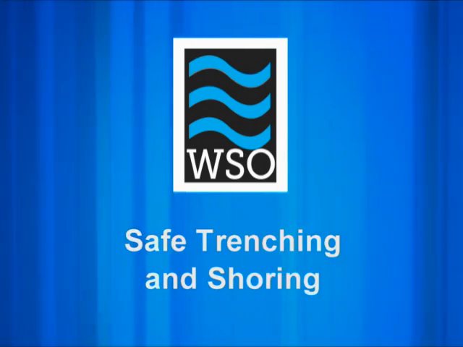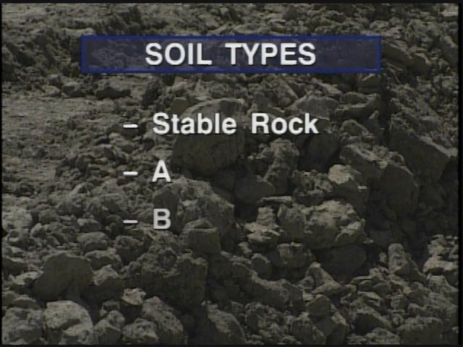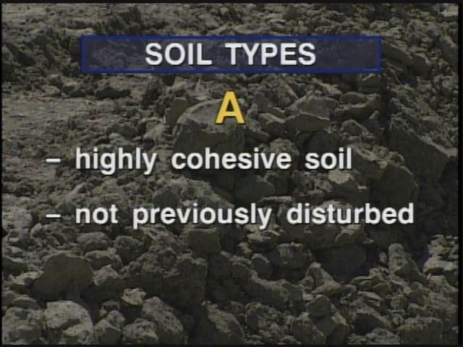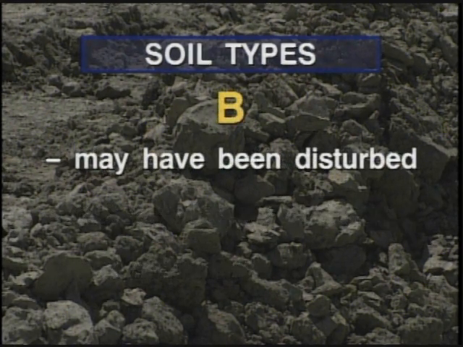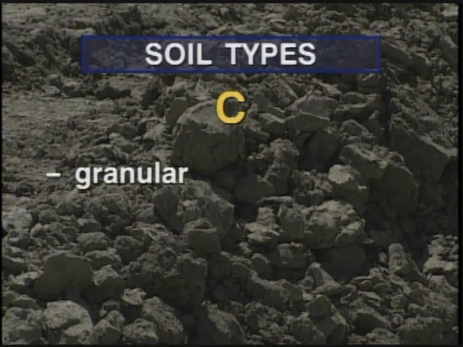In the United States, soil is classified as stable rock, A, B, and C. A is highly cohesive soil, which has not been previously disturbed and is not saturated. B soil may have been previously disturbed, but is cohesive and is not saturated. C is granular or saturated soil.